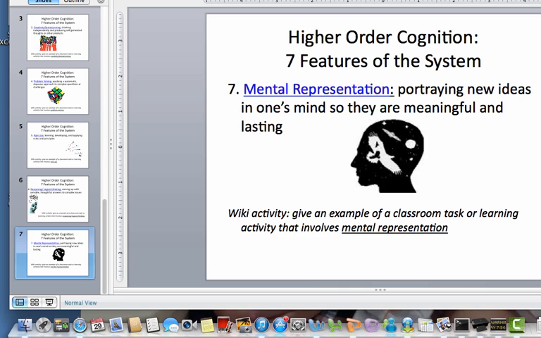Take a moment, think about an example of a classroom task or learning activity in your work that involves mental representation, or that might benefit from the incorporation of mental representation for students.